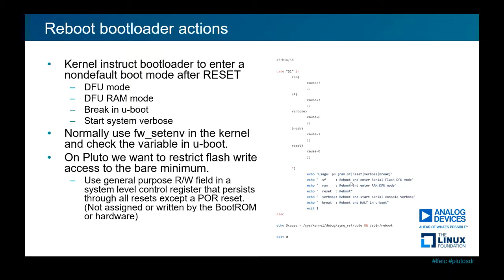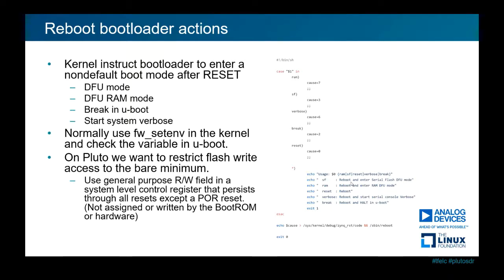so that you don't need to press Control C while the system boots, and hopefully you can bypass the boot delay check and get to a prompt, or just to start the system with messages printed to the console, so that you see what might be going wrong, because the default boot is silent. Normally, you would use fw_setenv. That's a U-Boot tools command that allows you to manipulate or read and write the U-Boot environment from your Linux kernel.